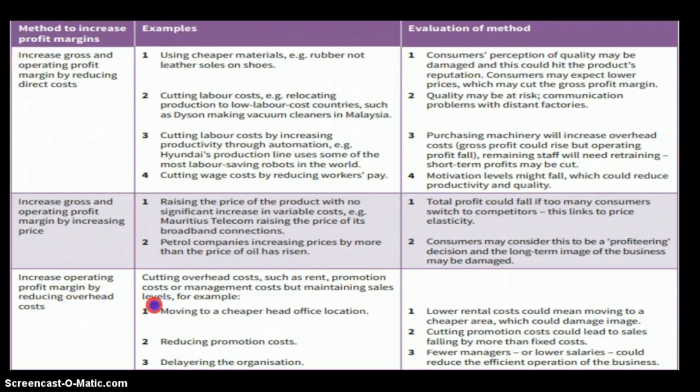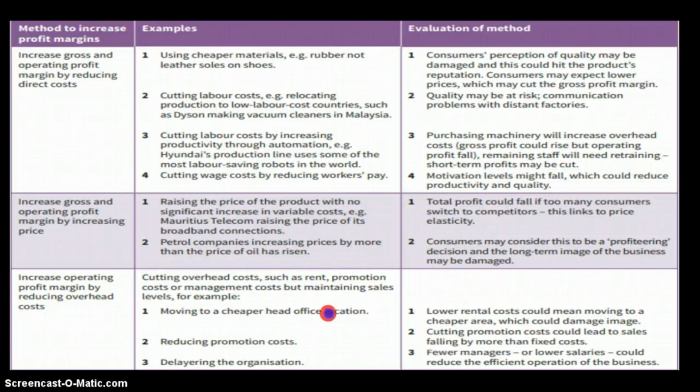So of course, if you reduce those overhead costs, your operating profit margin will rise. How can we do that? Cutting overhead costs such as rent, promotion costs, or management costs, but maintaining sales levels. For example, moving to a cheaper head office location, reducing promotion costs, delayering the organization. Of course, each of those will have an effect.